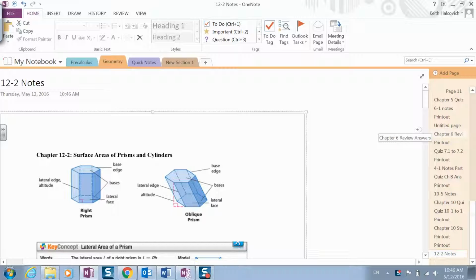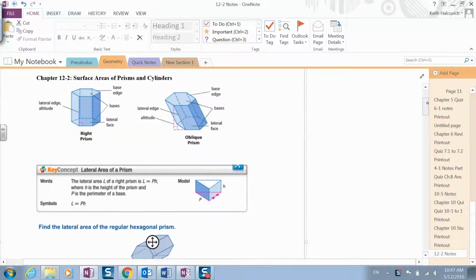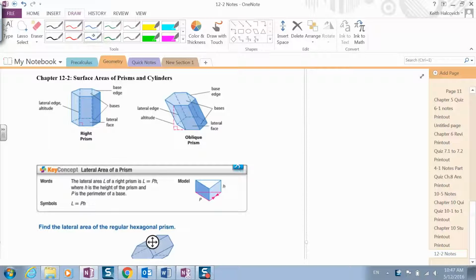Welcome to tonight's video on section 12.2, talking about the surface areas of prisms and cylinders. Some of the key parts of prisms and cylinders are listed below.